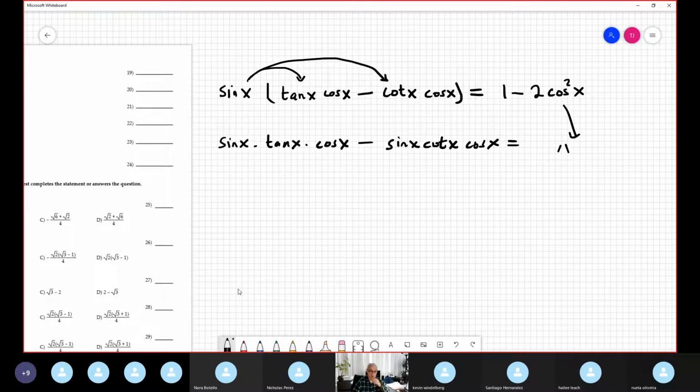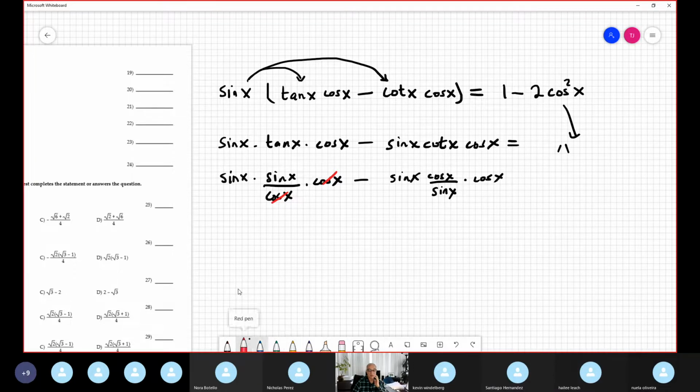I don't know exactly, but I suppose that we use the tangent cotangent identity. So, sine x multiplication sine x divided by cosine x, times cosine x, times cosine x, because at least I saw that this is cancelled, no? But this is in the next step. Minus sine x, cotangent is cosine over sine, the reciprocal, times cosine. Because I see again that we have cancelled out this and this, no?